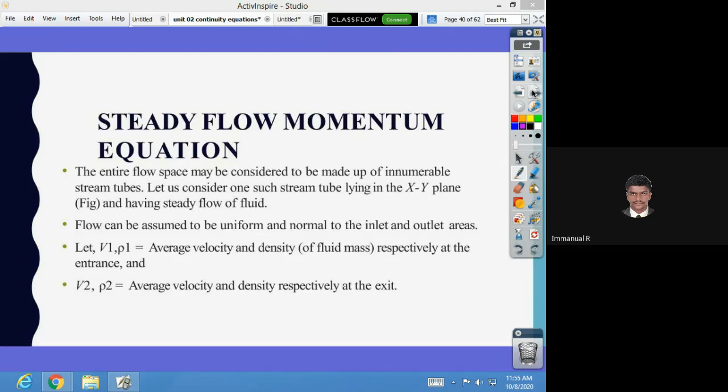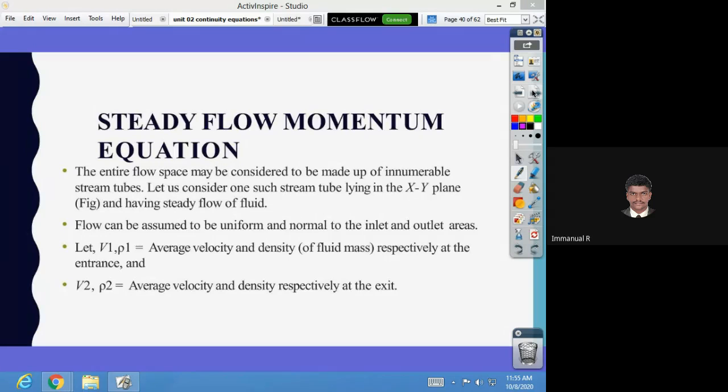So I will read these lines, then I will explain. Then only you will be able to understand while studying with the help of the book. So first, the entire flow space may be considered to be made up of innumerable stream tubes. Let us consider one such stream tube lying in the XY plane and having steady flow of fluid.